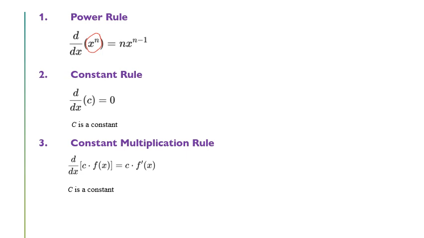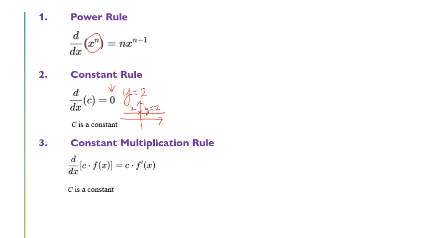Constant rule means when you differentiate any constant, basically you're finding the gradient of it. For example, let's say y equals 2. 2 is a constant, right? There's no variable there. So for y equals 2, we're talking about a horizontal line. So the gradient of a horizontal line will be 0. This is what we learned earlier on in coordinate geometry.